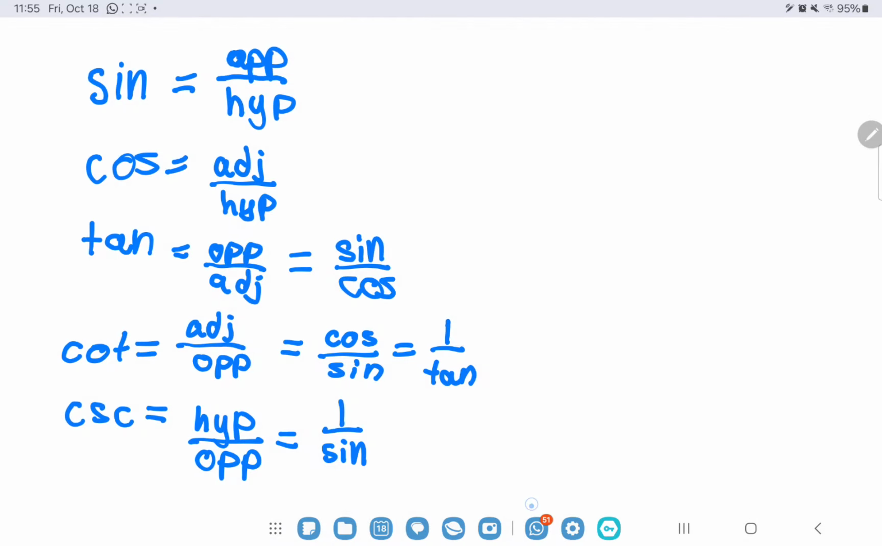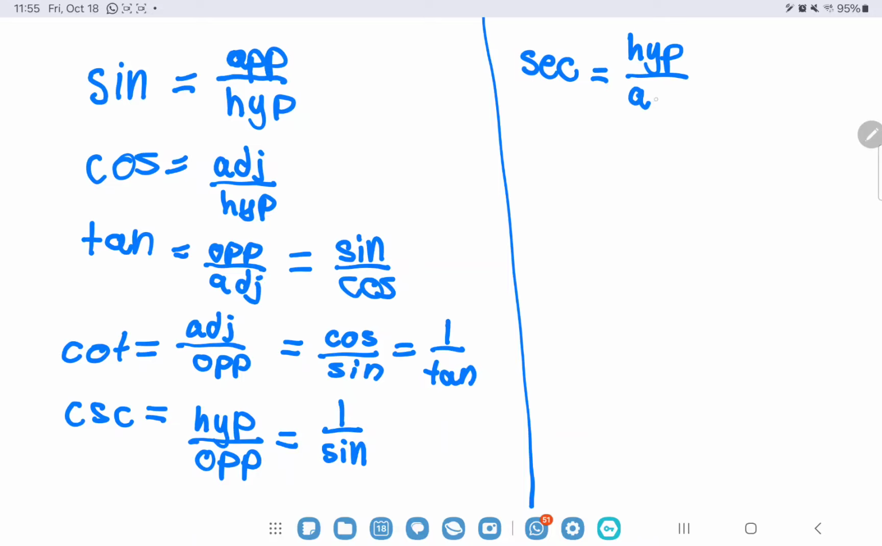And now we could do it also. You have secant, which is equal to hypotenuse over adjacent, or 1 over cosine. And I think that's all the rules we use. Let me just check my copybook really quick if we have any more. Nope, we do not have any more.